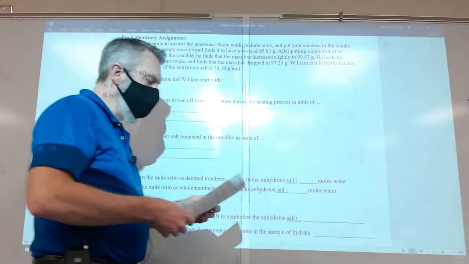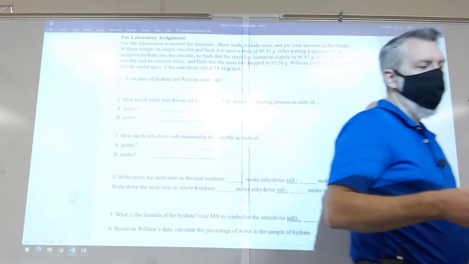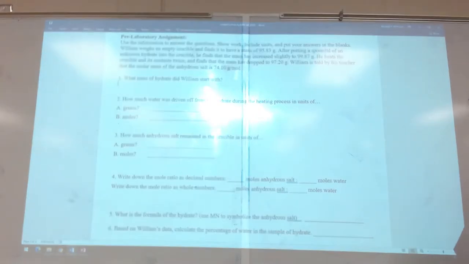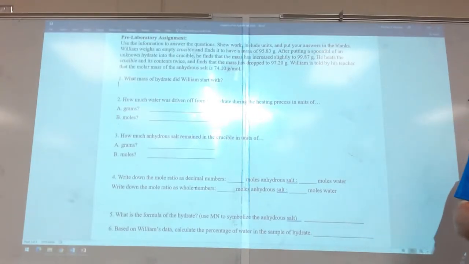All right, so I'm reading this so y'all can read along here. Many salts appear to be dry, yet when heated, yield large quantities of water. The crystals change form and sometimes color as the water is driven off. This is because water was present within the crystal structure. Such compounds are called hydrates. A hydrate that has lost its water is called an anhydrous salt.